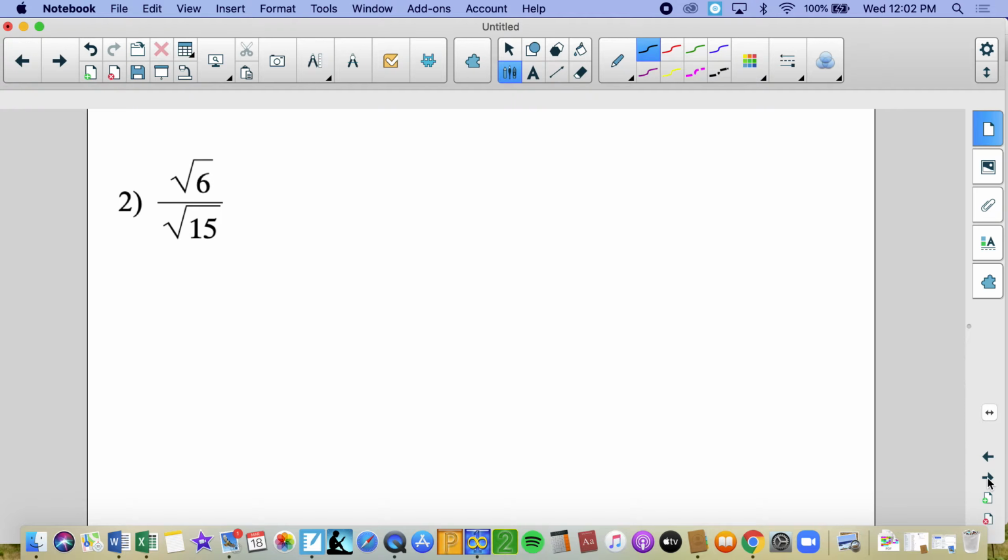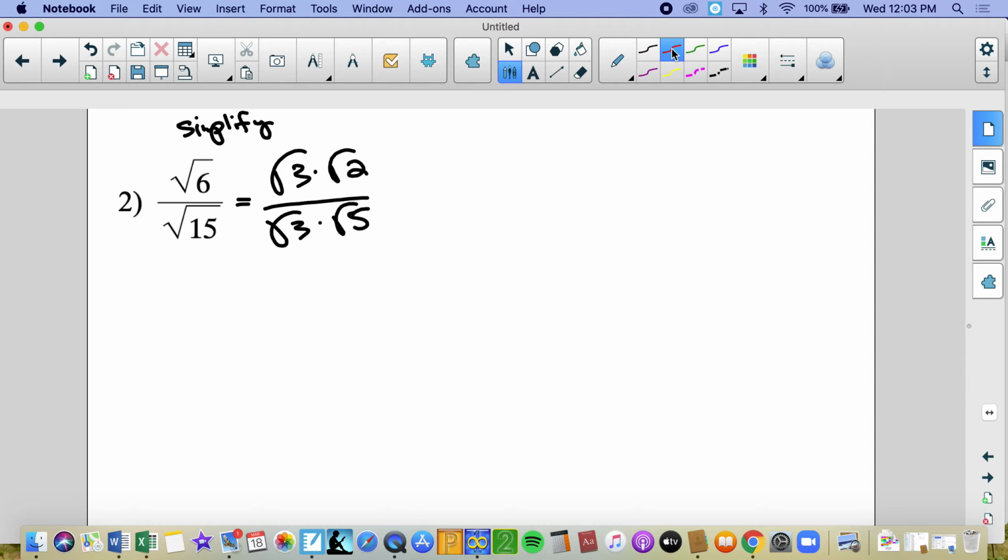All right, let's take another one. So here, there's a couple of ways of doing this. I'd like to first see if we can simplify. Can we simplify this fraction? Does it have a common factor? Yeah. I could break rad 6 into rad 3, rad 2, and rad 15 into rad 3, rad 5. And rad 3 over rad 3 equals 1. So that would leave me with rad 2 over rad 5.